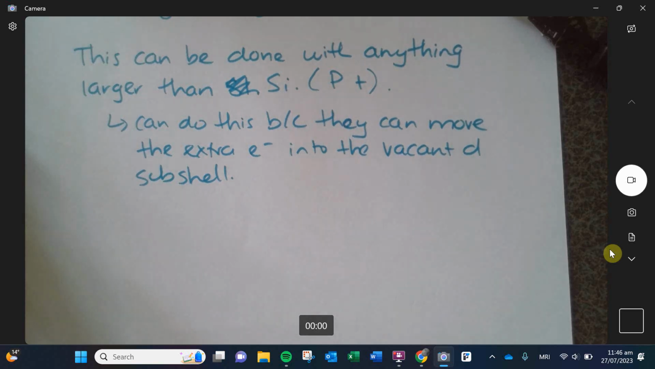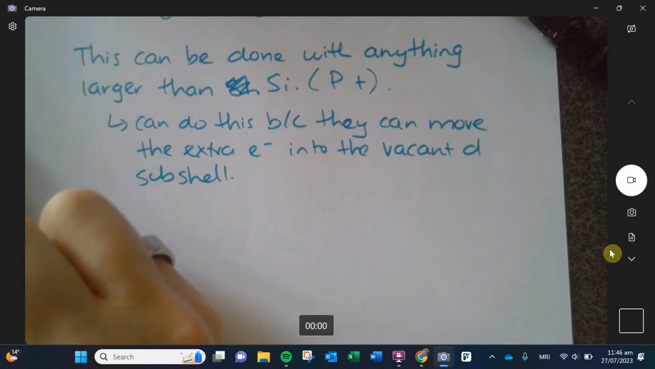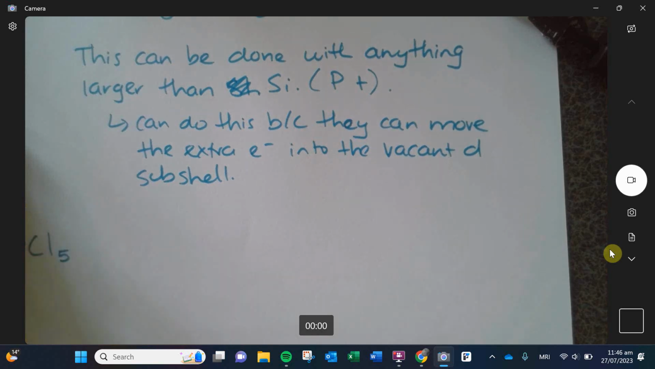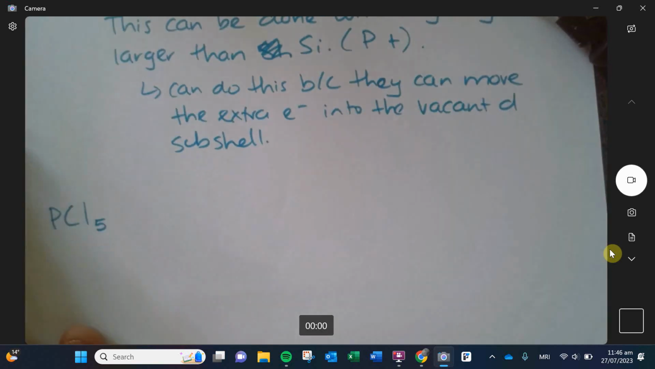Are you ready to see this in action? Oh, Brooklyn says no. It's okay. Be nice. Monica, Michelle, you ready? Okay. Start writing down the next example. We're looking at phosphorus, with 5 chlorines attached to it, PCl5.